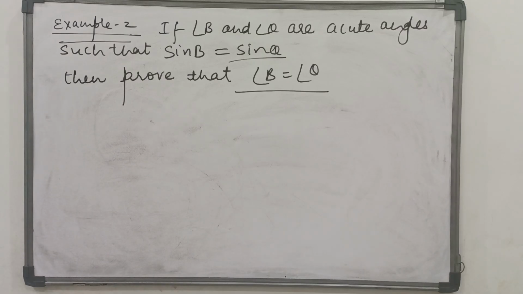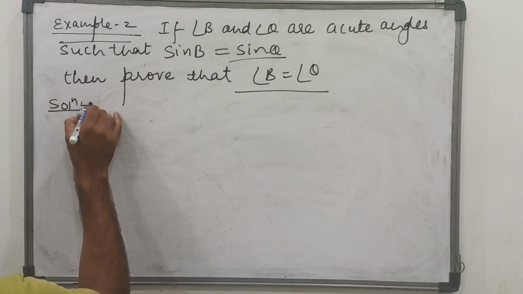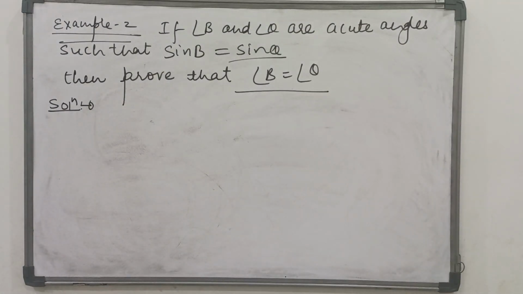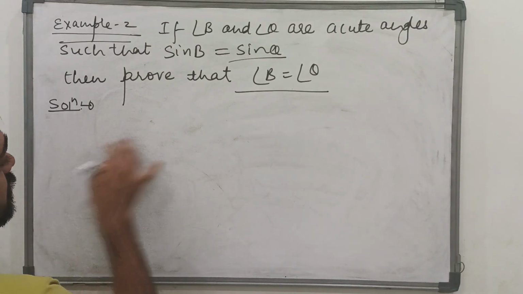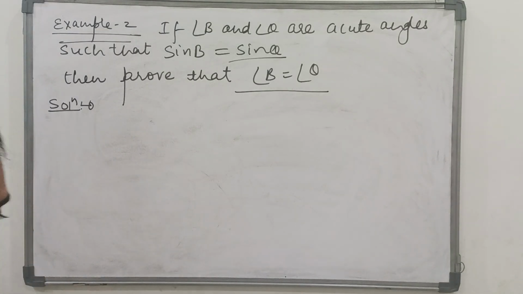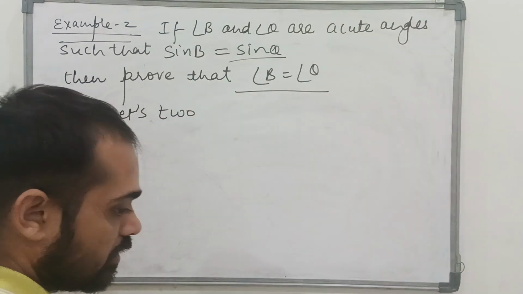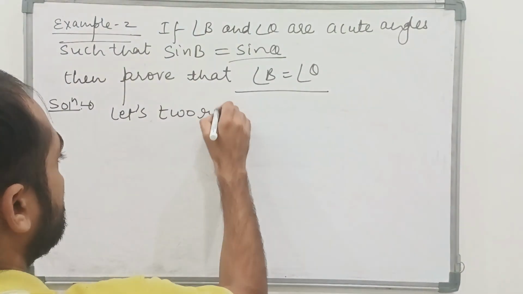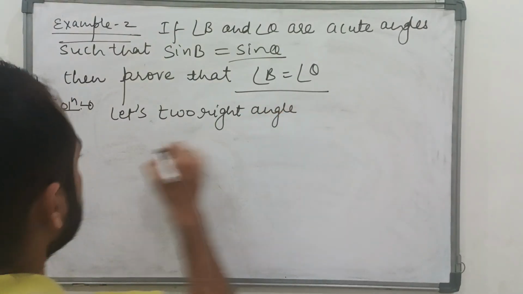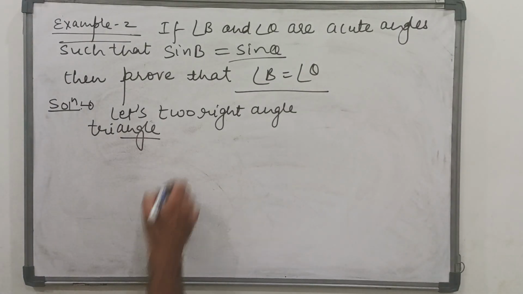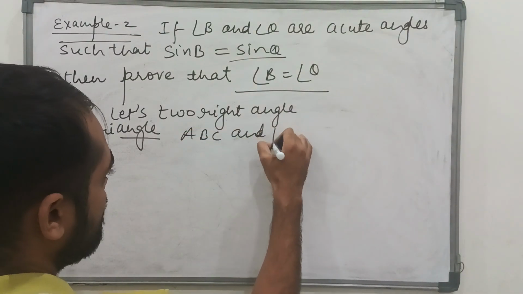Okay. So how can we write the solution? First of all, we will decide the triangle, and then we will write the given values, all the values that have been given in the question. First, let us consider two right angle triangles, ABC and PQR.